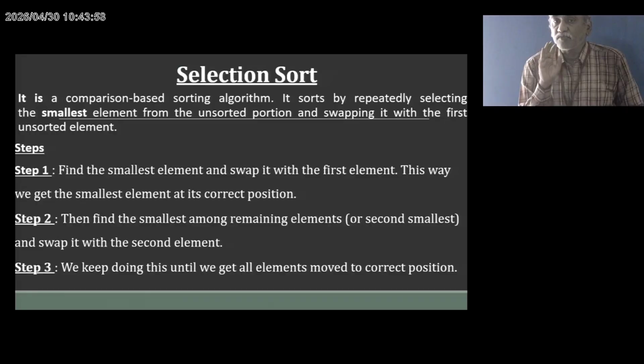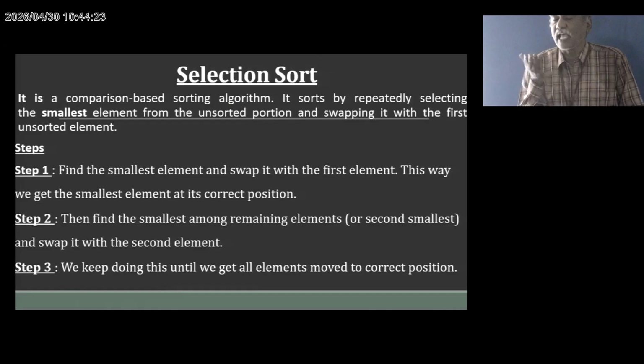Then find the smallest element among the remaining elements. So in the first position we found the smallest element, and for the second position we again check all the remaining elements to find the smallest. If any element is found there, that element will be pushed to the second position, and the second position element is swapped to that position.